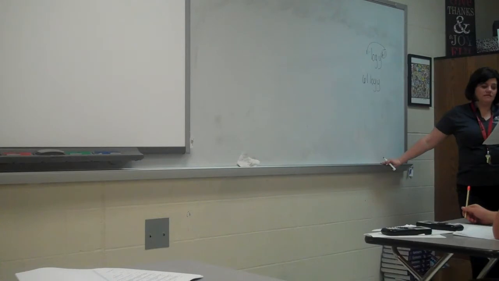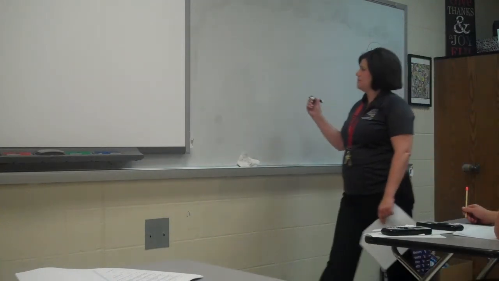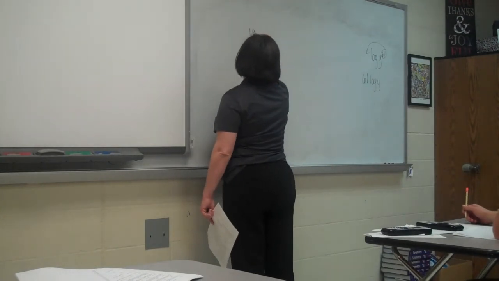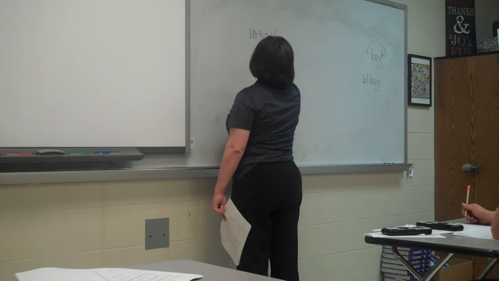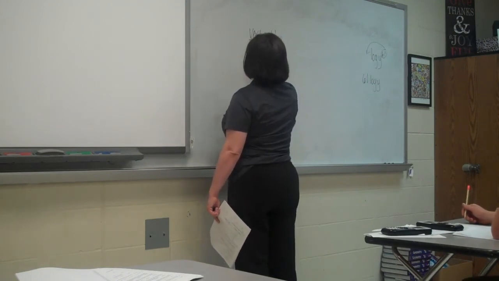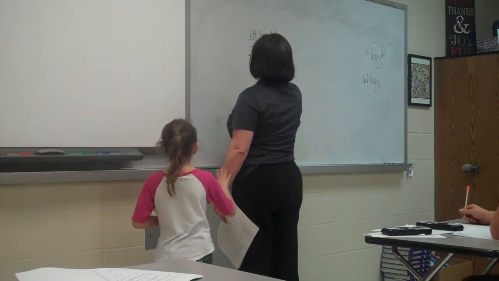Alright, vertical asymptotes. How do you get vertical asymptotes? Okay, it's been a while. It's the zeros of the denominator. Alright, vertical asymptotes. Oh man. Okay. It's the zeros of the denominator.